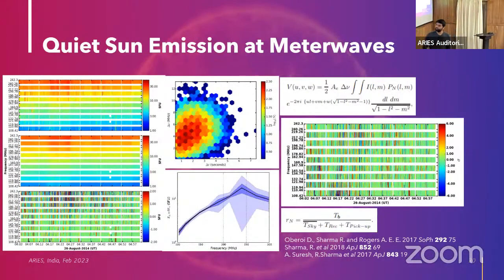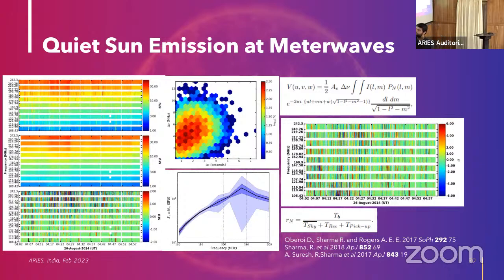Right. So now I'll come to some of the interesting results which have come from the MWA studies. One thing that we find in the quiet sun study from solar data from MWA, which is quite sensitive, is that even during the quiet time, you see a lot of variability, which was not known earlier.